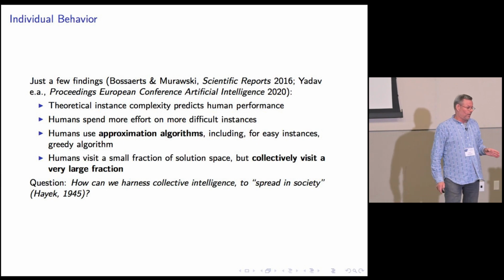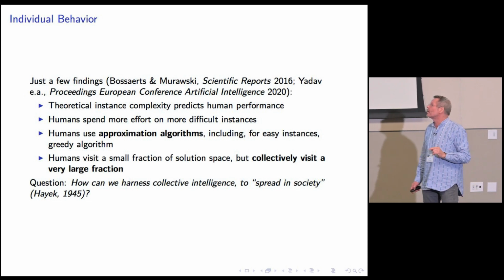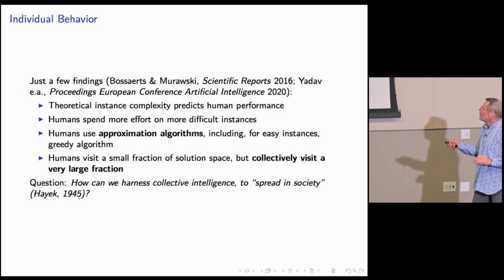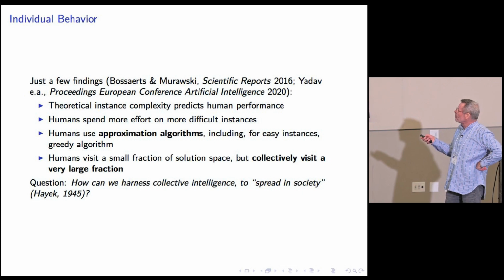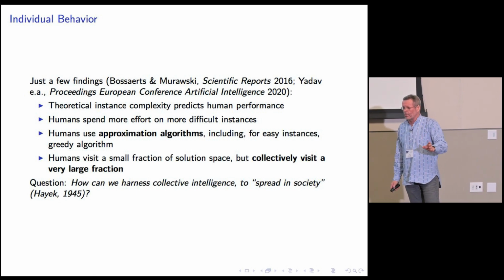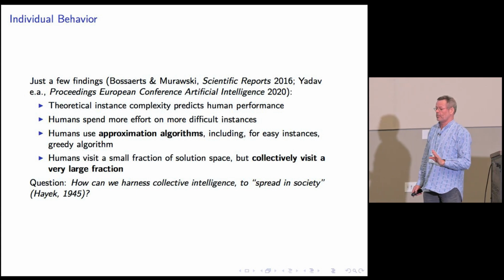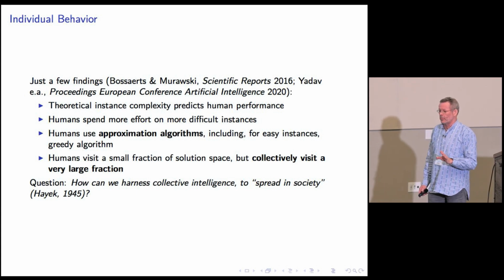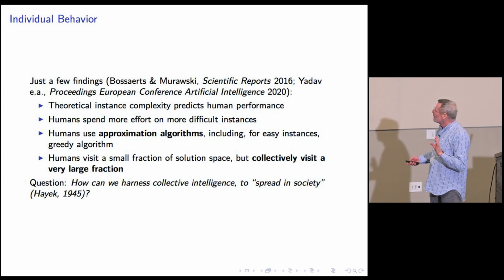Very much in a nutshell, we have at least 7 or 8 publications on this, but I'm going to focus on a few things about how humans behave here. This is based on our Scientific Reports paper and one in Artificial Intelligence. So first, theoretical instance complexity predicts human performance. What the computer scientists have thought about what complexity is for a Turing machine, for an abstract computer, works for your brain too, and your brain is not a Turing machine, right? We do not work like computers, right? And as you know, I work on brains, right? Second, humans spend more effort on more difficult instances.